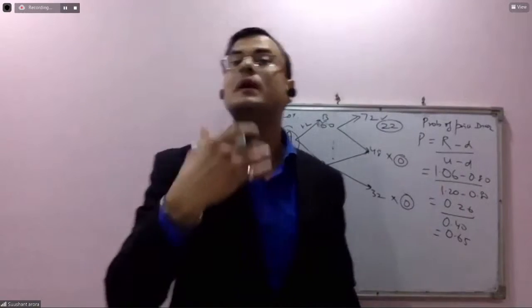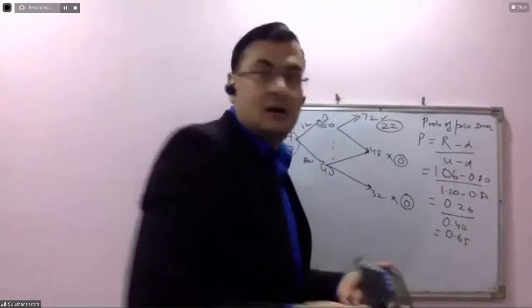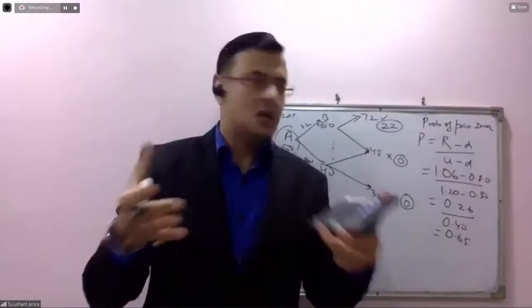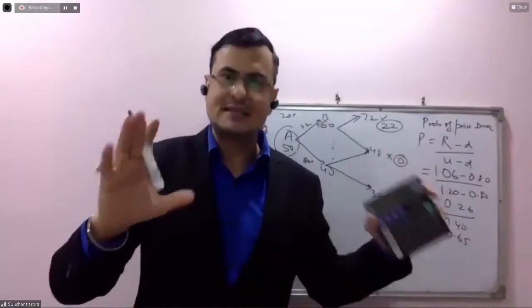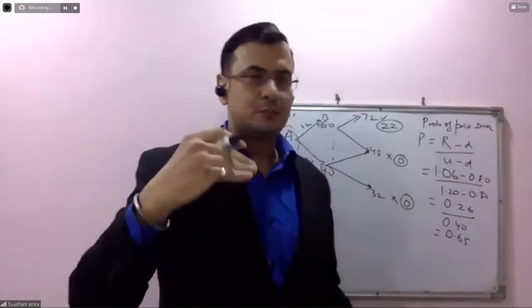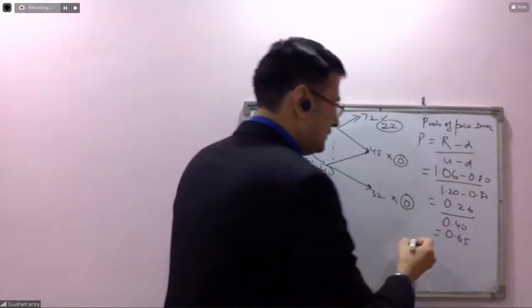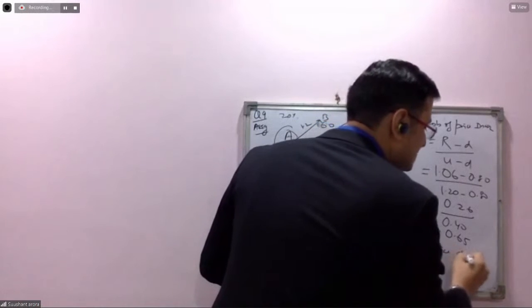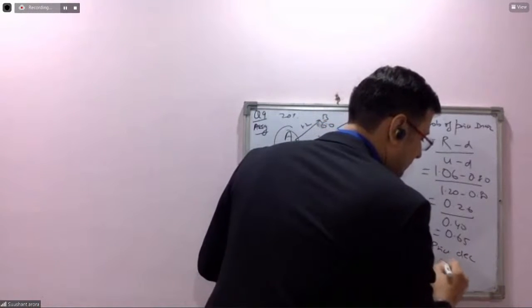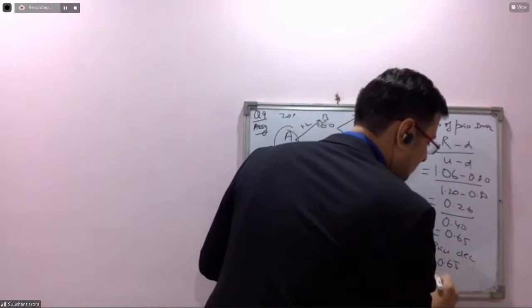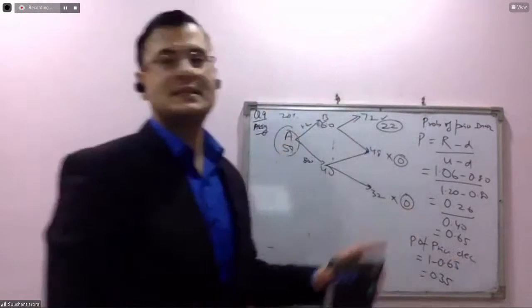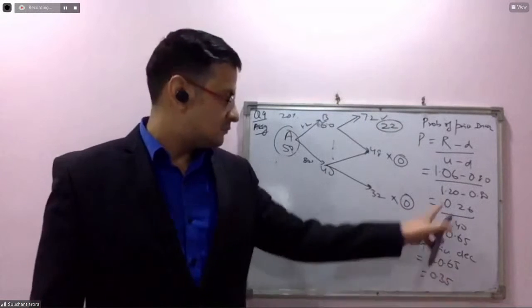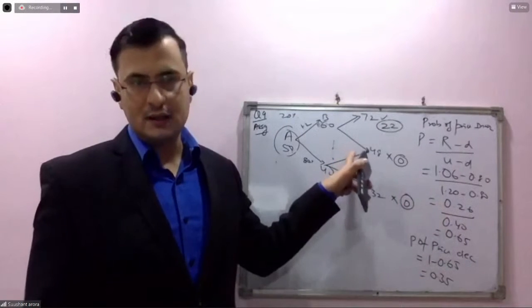So what is the probability of the price decreasing? 1 minus this. The total probability is always 1. So there is a 65% chance that the price will increase. So what is the probability of a price decrease? 35%. There is a 35% chance that the stock price can decrease. Both these probabilities we have to explore over here.